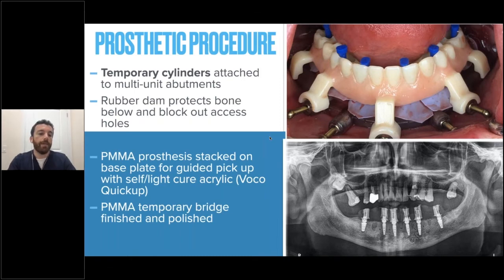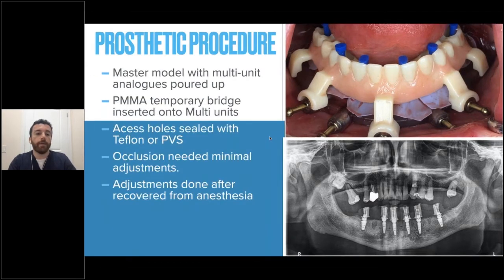Next, you take the PMMA out, and you're going to go now to finishing and polishing. While this happens, if you're able to, take a master model impression with your multi-unit analogs poured up. And then you'll reseat the bridge back on. The reason is that if you have this master model made, and anything happens during healing and you need to do a repair or you need to speed up the process towards the final prosthesis, then you have that record already handled.